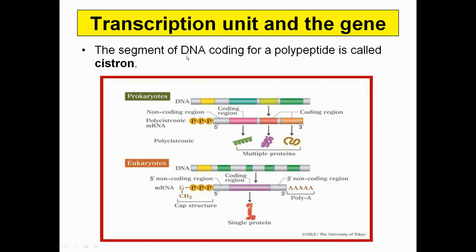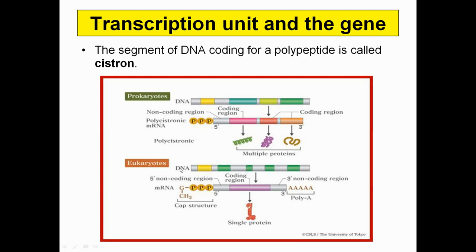And now comes the transcription unit and the gene. As you know, it is very important to define the gene. And in case of eukaryotes and prokaryotes, it is very difficult to define a gene in terms of DNA sequence. So we generally describe the cistron. The segment of DNA coding for a polypeptide is referred to as a cistron, and this cistron is very different in prokaryotes and eukaryotes. As you can see, the single strand of the DNA, that is a single part, a single segment of the DNA, is going to form mRNA.